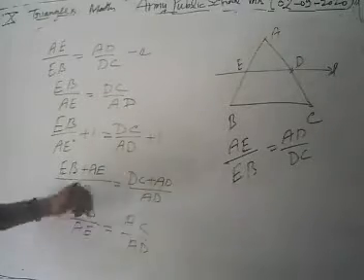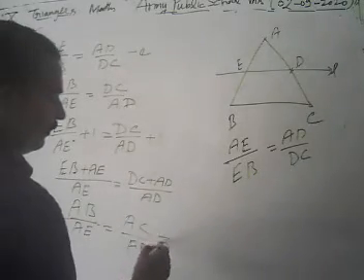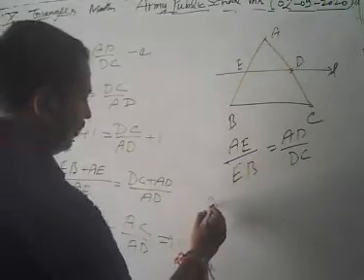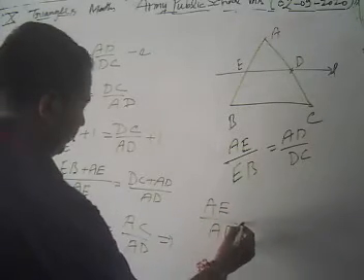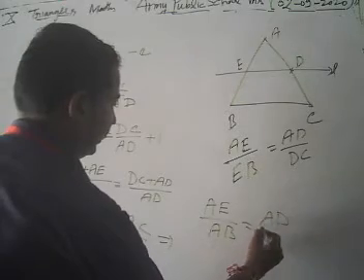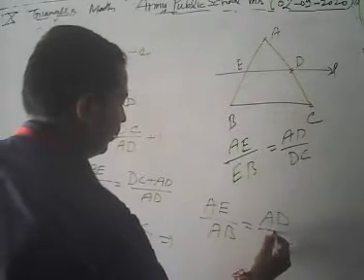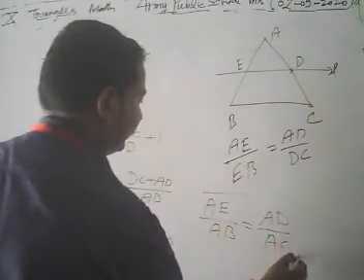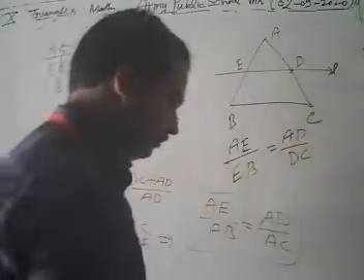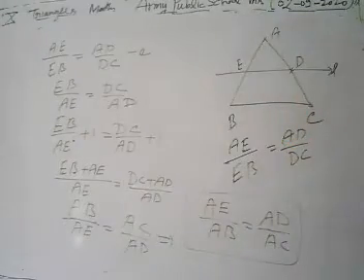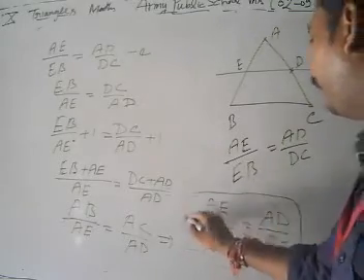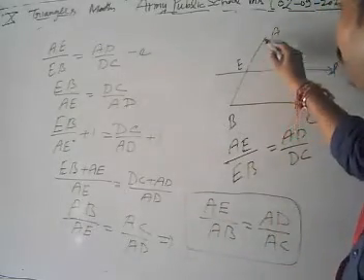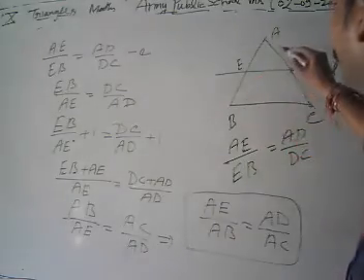Again, अब बस रिजल्ट को रिवर्स करते हैं हम. Then what we have? We have AE upon AB is equal to AD upon AC. ये हमारी सेकेंड रिजल्ट है. दिस इज आवर रिजल्ट नंबर 2. वो क्या है? दिस इज आवर AE upon to the whole AB is equal to AD upon to the whole AC.